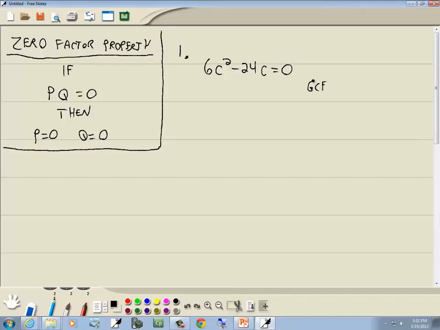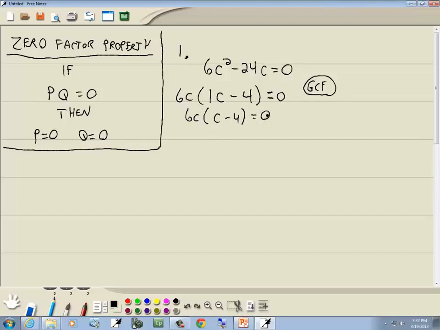Now in this one, first thing, zero factor property: you have to have 0 on one side. Well, we have 0 on the right side, so that's done. Then we need to factor, and this will be the GCF. They both are divisible by 6, and they both have 1 c. So I factor out a 6c. 6 divided by 6 is 1. We had c squared. I took one of the c's away, so that leaves me a single c. Minus 24 divided by 6 is 4. We had 1 c here. We took it away, so there are no c's left. So we've got 6c times c minus 4 equal to 0.